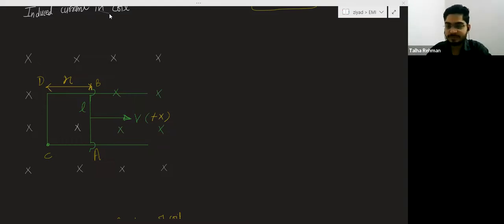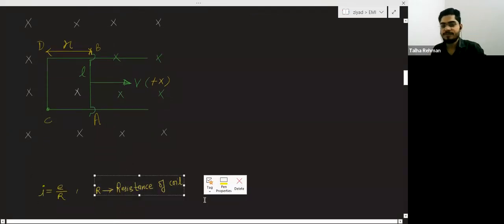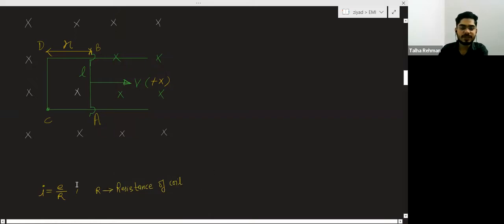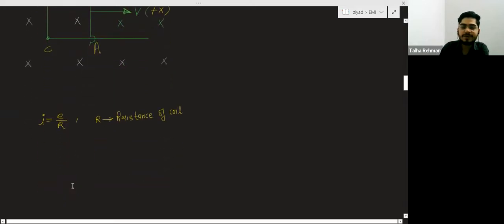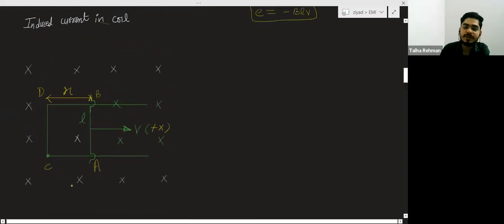So see, this is our coil ABCD. There will be the resistance of the coil, and we know that current is EMF divided by the resistance. So current I is equal to the EMF, Blv, divided by R. So this will be your induced current in the coil.